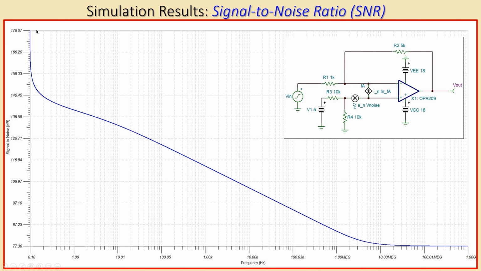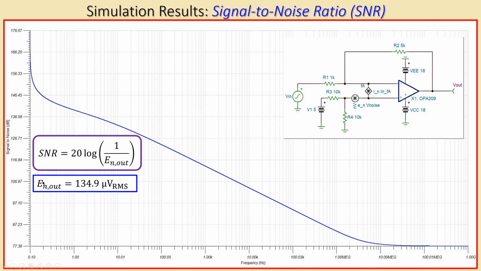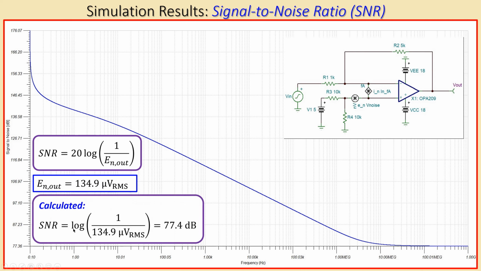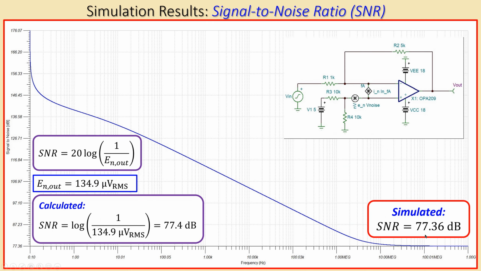The signal to noise ratio starts off very large and then it decreases and then has a constant slope in the log scale, and then approaches again some steady value at approximately 77.4 dBs. We had calculated using this formula the SNR, and this value for our output referred RMS noise voltage. We had calculated SNR was 77.4 dBs, but if I look at the simulation, it is 77.36 dBs.